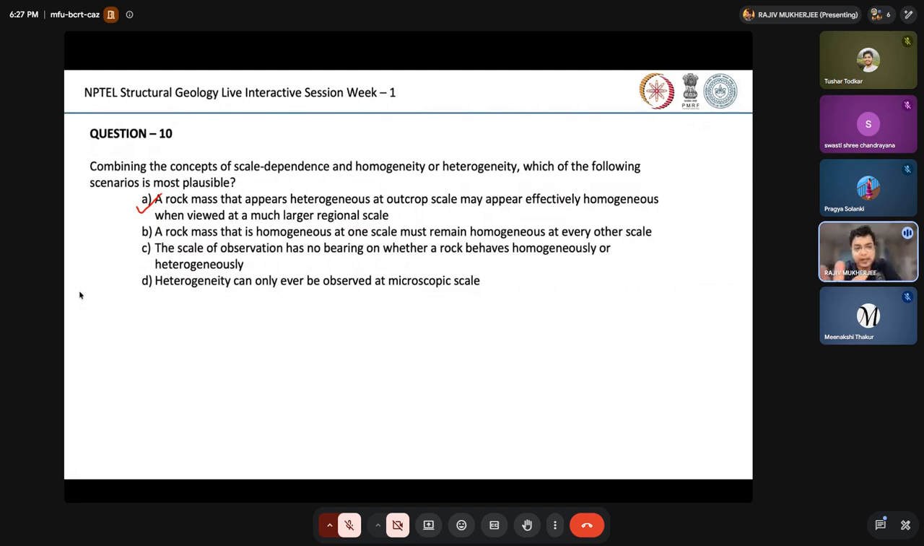So it has no fixed relation with the scale of observation. The scenery can change depending on the scale of observation. Anything that is homogeneous at one scale can become heterogeneous at another scale.